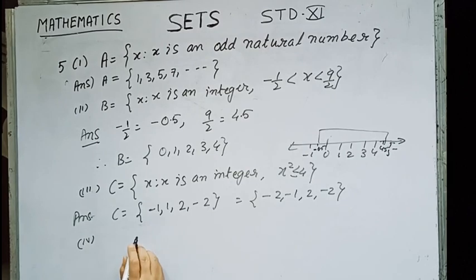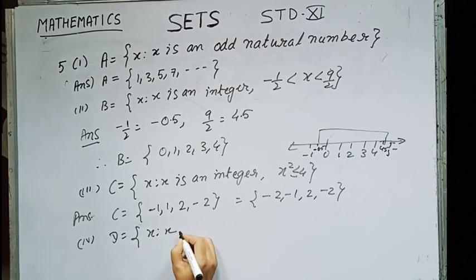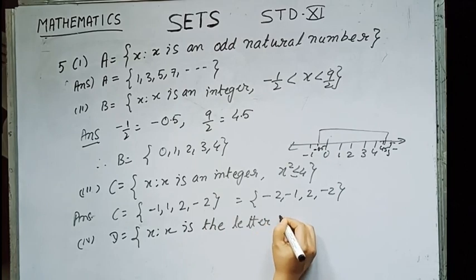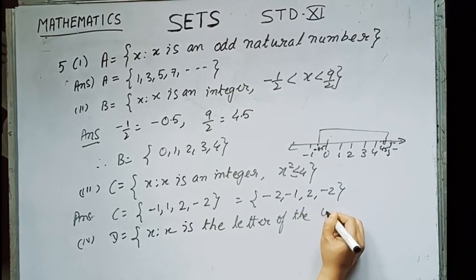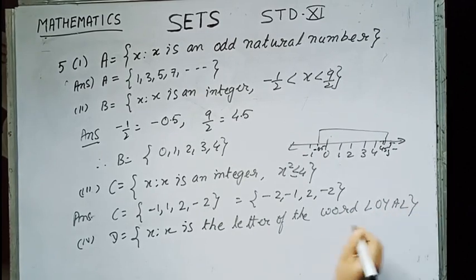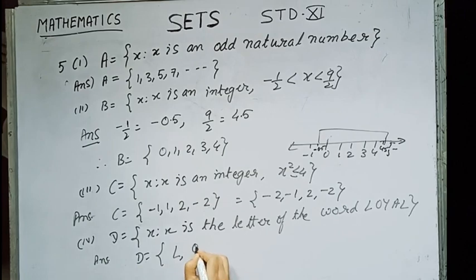Number 4, D equals to {x such that x is a letter of the word loyal}. X is a letter of the word loyal. So we will be writing this answer as D equals to {L, O, Y, A}, because L will be repeated over here. So this is the answer.